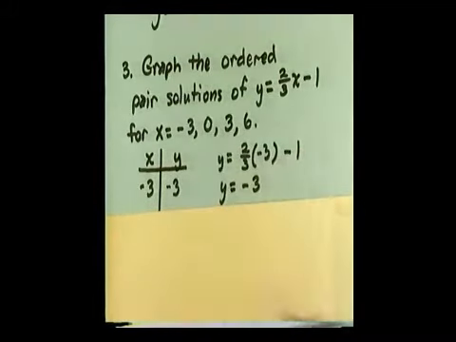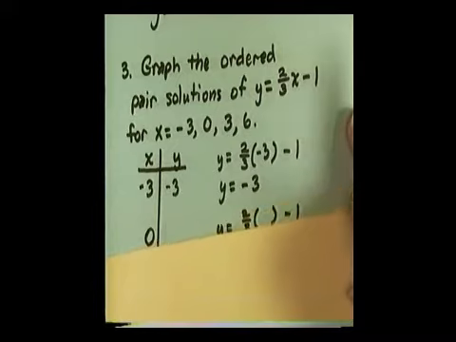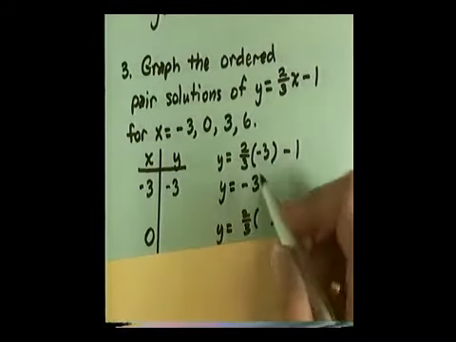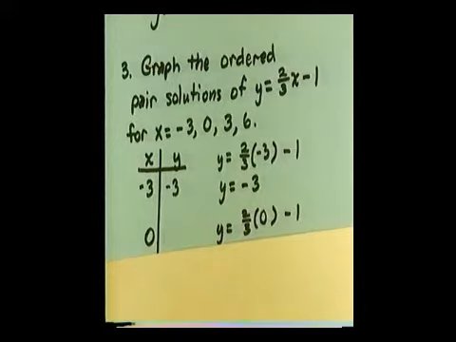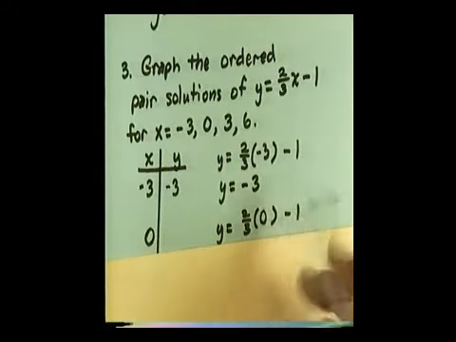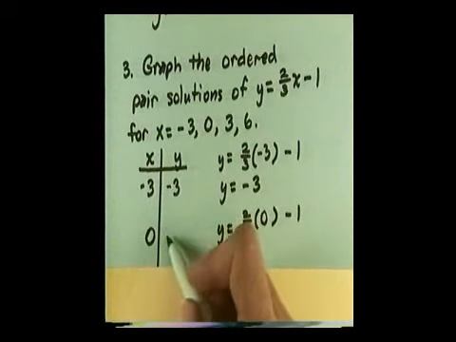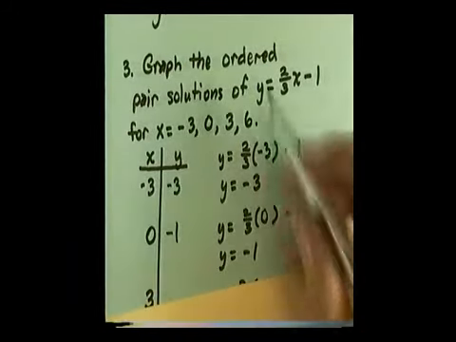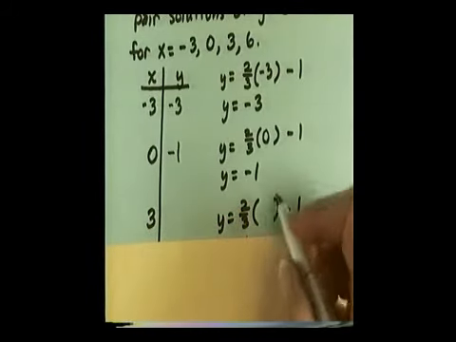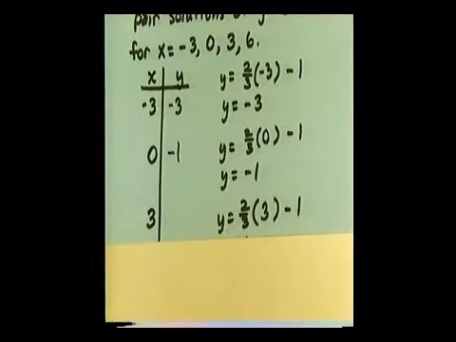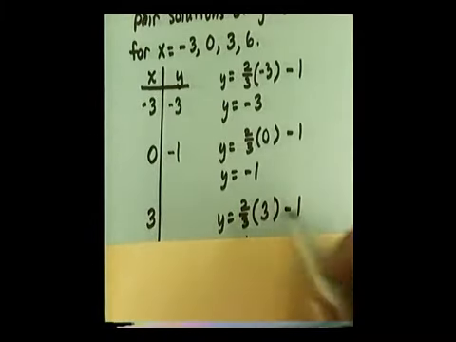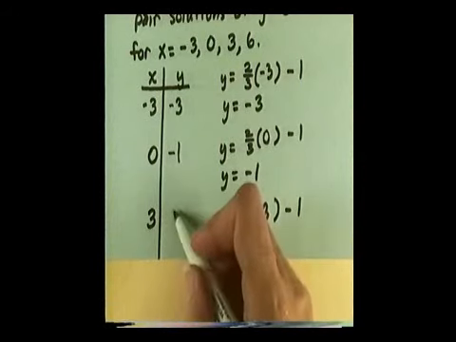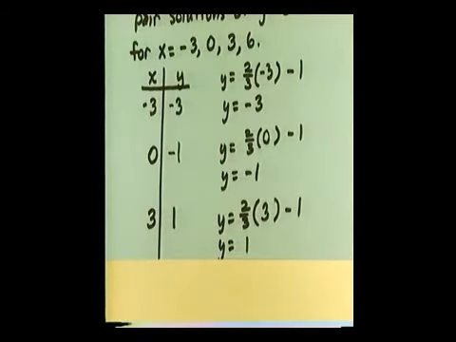The next x value is 0, so we'll fill in the x value of 0. That means we have y is equal to 2/3 times 0, subtract 1. 2/3 times 0, of course, is 0. 0 subtract 1 gives negative 1. So the next ordered pair is 0, negative 1. Our next number is 3 for x. So we'll fill in 3 in the equation, y equals 2/3 times 3, subtract 1, which gives y equals 2 subtract 1, which is 1. And so we have the ordered pair 3, 1.